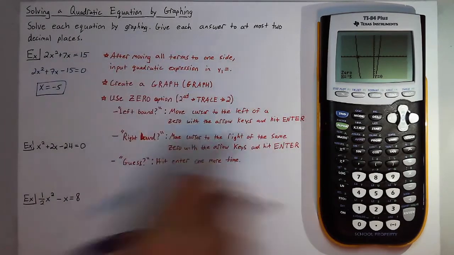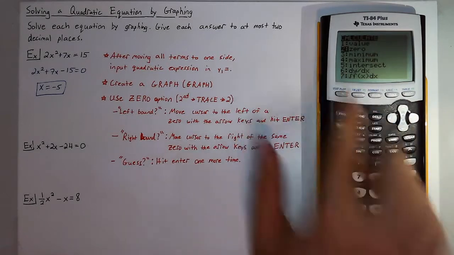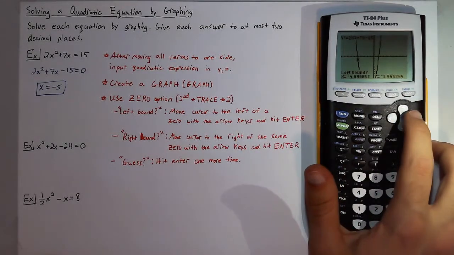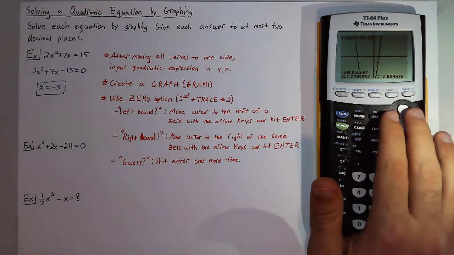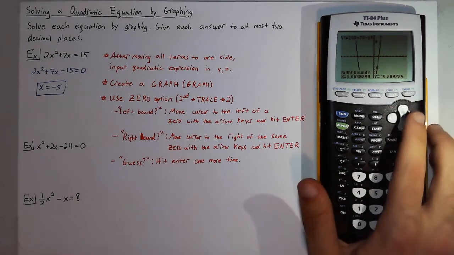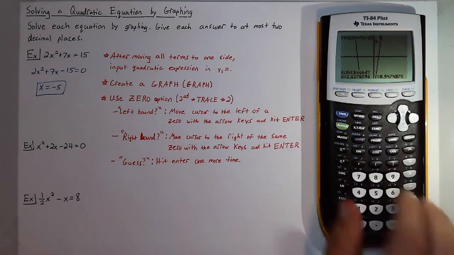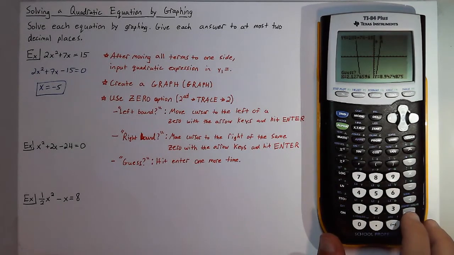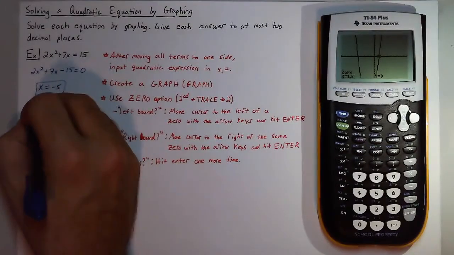Now to get the other one, I just hit second trace and 0 again. And now it wants a left bound, but we'll put it by the other 0 this time. So I'll hit right until I reach it. There I am, but I want to be left of it, so let's go left a little bit. Hit enter. Now it's a right bound, so we go right of the 0. I'm just hitting the right arrow until I'm to the right of it. And then I'll guess, and it'll guess 1.5. So x is equal to 1.5.